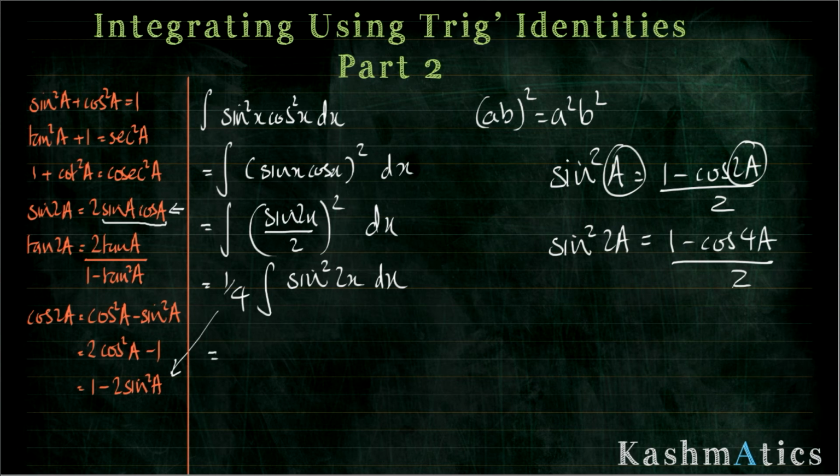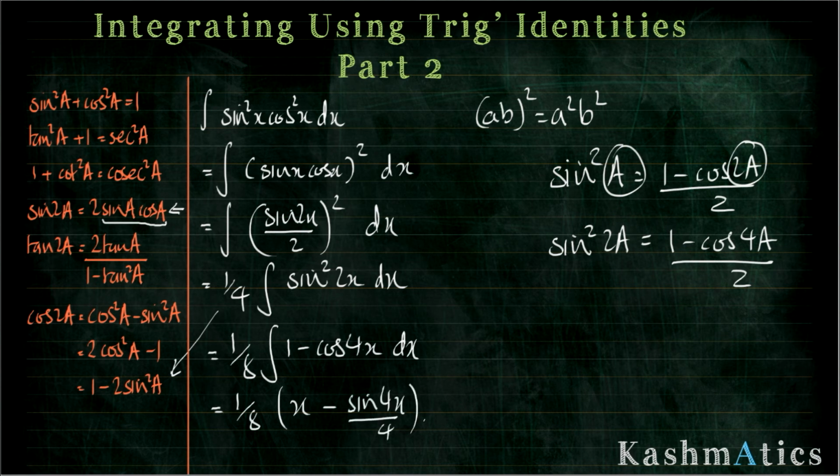Now because I've got a 2 here, I can take that factor of 2 out, which would make it an 1/8 on the outside. So an 1/8, integral of (1 minus cos 4x) dx. And now I've got something which we can integrate. So 1 will just become x. Cos 4x will become sine 4x over 4, plus c. And you can expand that if you like, but I probably wouldn't.